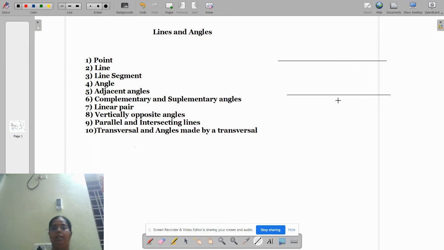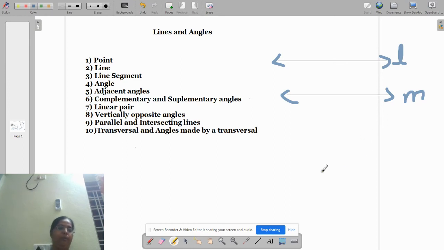These are two lines. This is denoted with capital L, and this is denoted with M. If you observe these two lines, they will not meet at any point. Such lines are called as parallel lines.